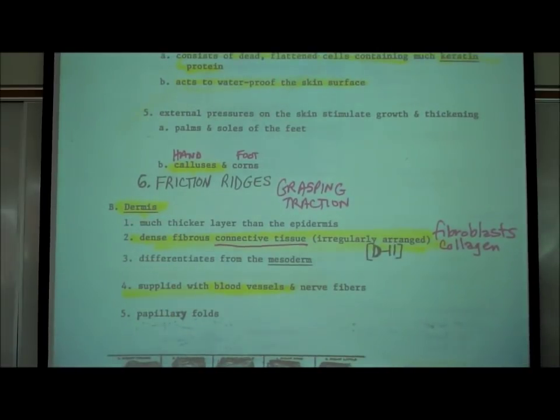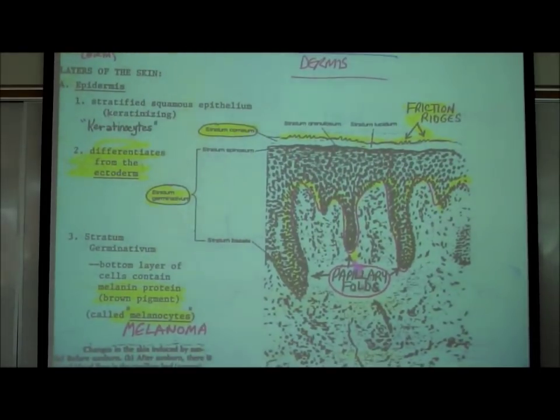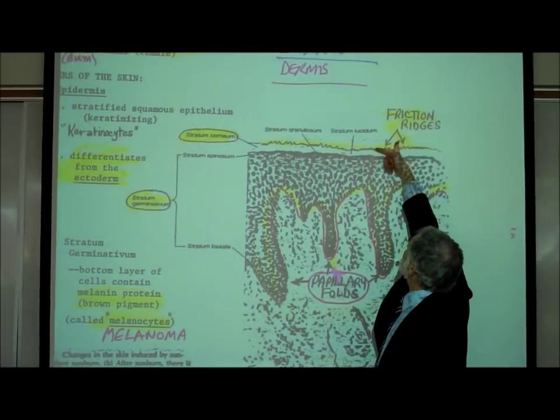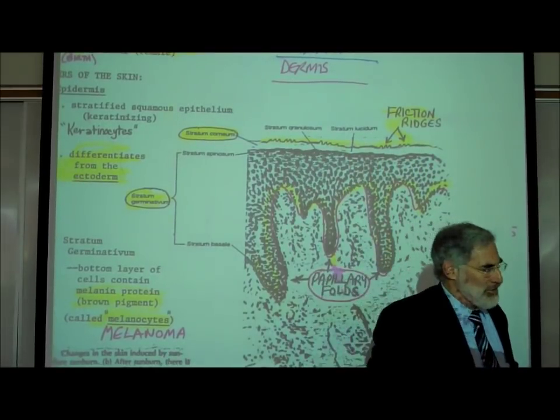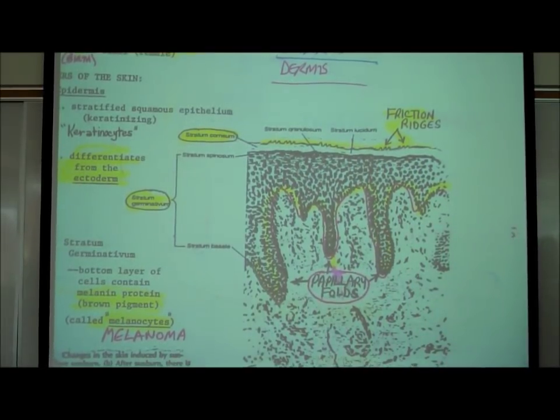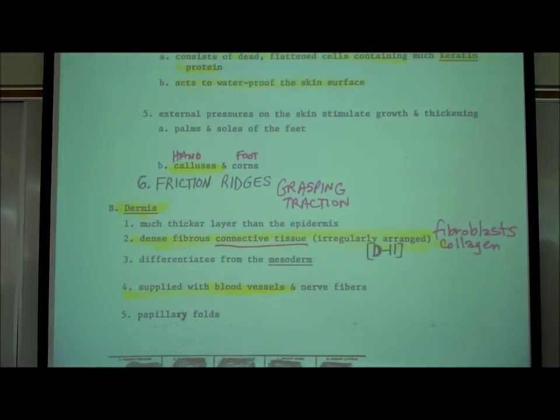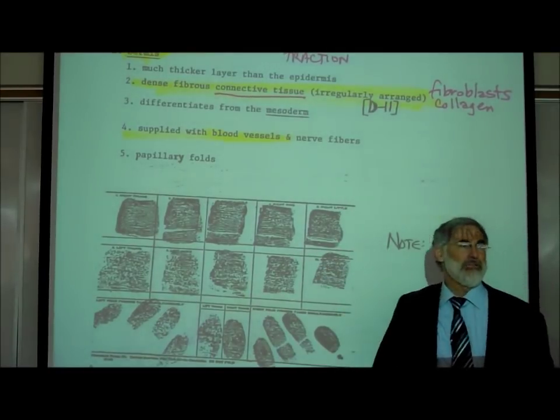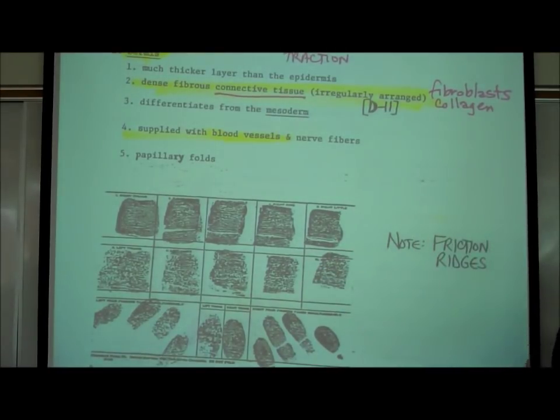Now, I added number 6 here, friction ridges. What are friction ridges? So if we go back to the previous page, F2, you'll notice that right here at the top, we indicated there are so-called friction ridges. First off, you say, I don't know what those are. Here's how you know them better. On the bottom of F3, you know them better as fingerprints. Fingerprints are friction ridges.